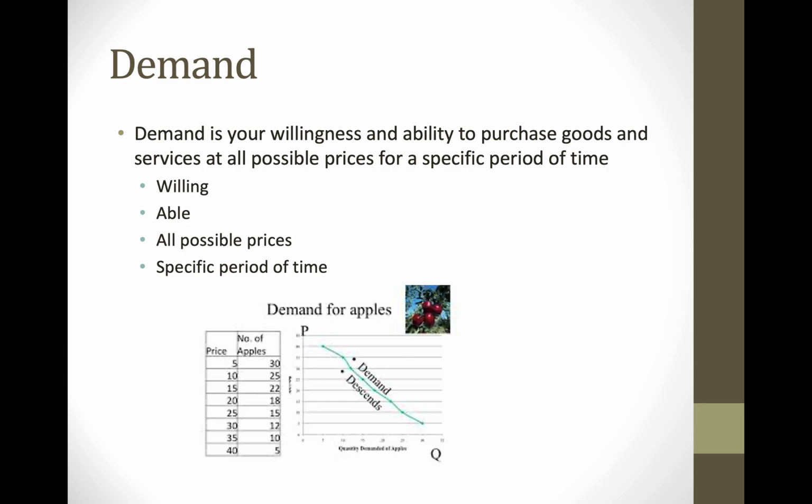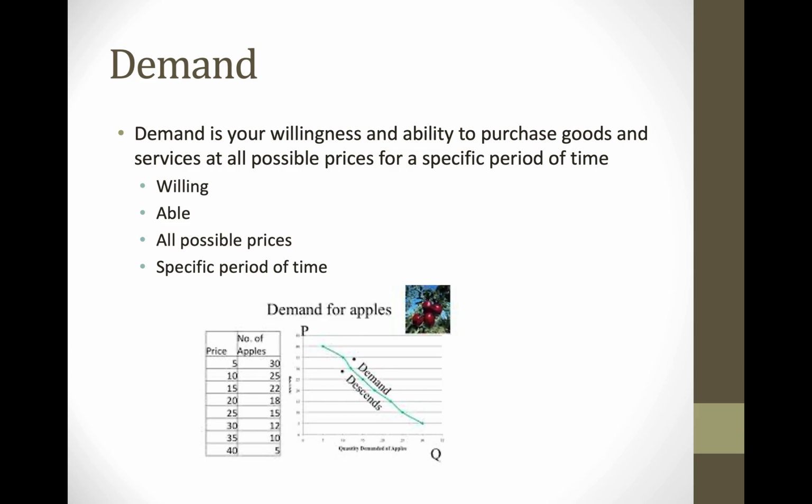The other thing we're going to look at when we look at your demand is all the possible prices that the item, the good or service, can be sold for. So I have an example down here at the bottom. If you are wanting to buy apples and you are willing and you are able, your demand would be all of the possible prices. So make sure that you understand demand is plural. It's all of the possible prices.